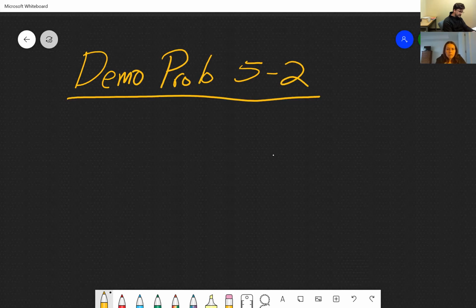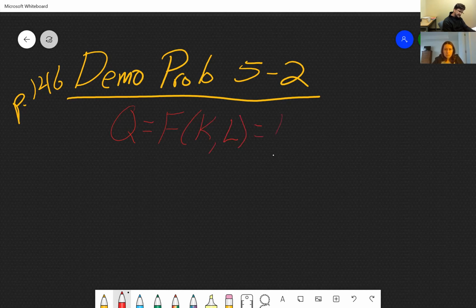So this is demo problem 5-2, and this is page 146. Awesome. So this is telling us that we've got some production function, that there's some quantity, right? And it's a function of the amount of capital and labor that we have available. And it's an even mix. It's K to the 1/2, or K to the 0.5, times L to also the 0.5.